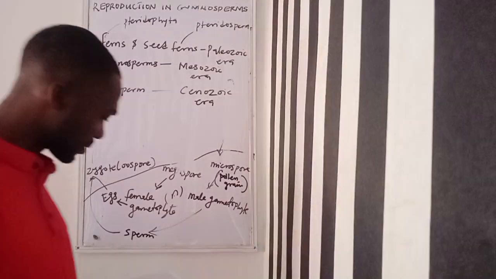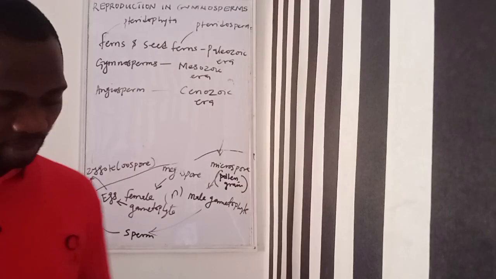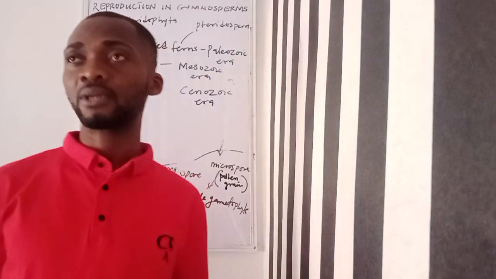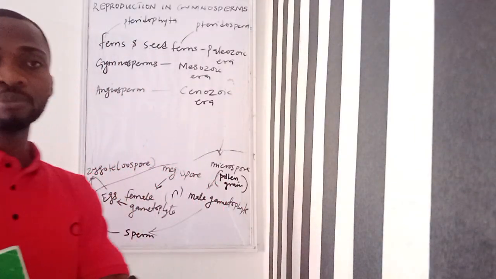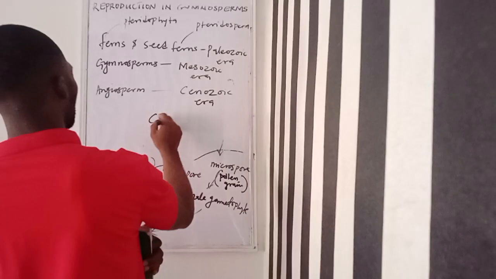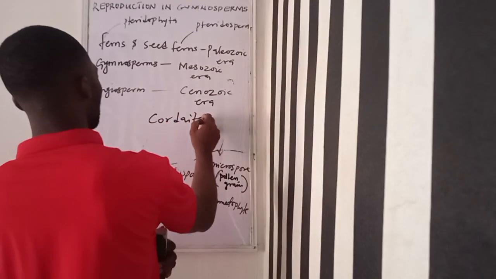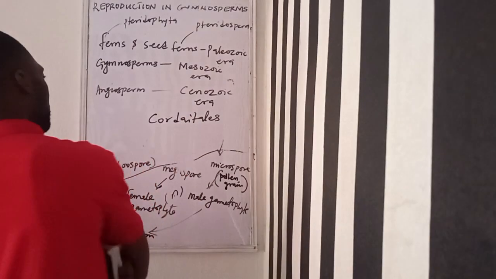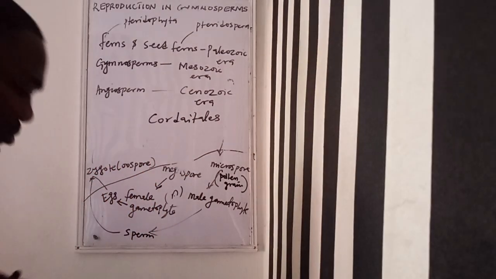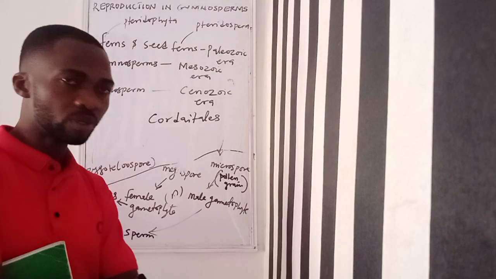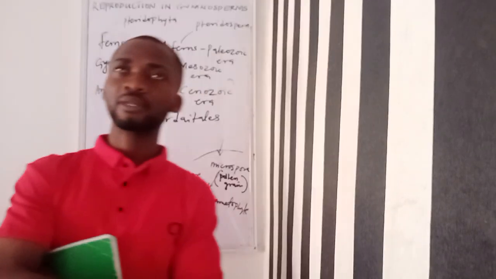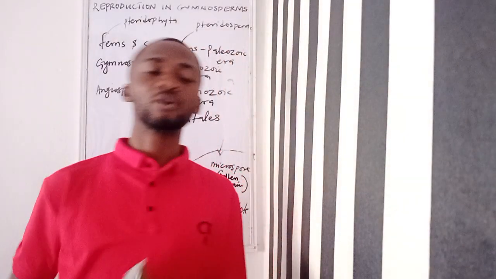Then we have the Cordaitales. They say that these were comparable to modern conifers. Of course, you know that they are also part of the extinct gymnosperms. But we are now told that they are comparable to modern conifers. Of course, you know that conifers are examples of living gymnosperms that fall under coniferales.